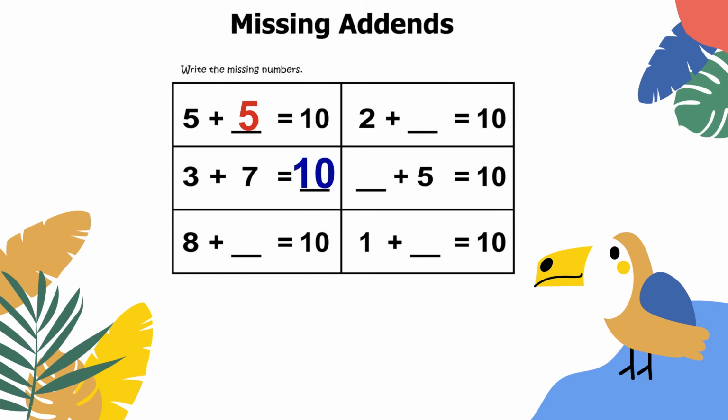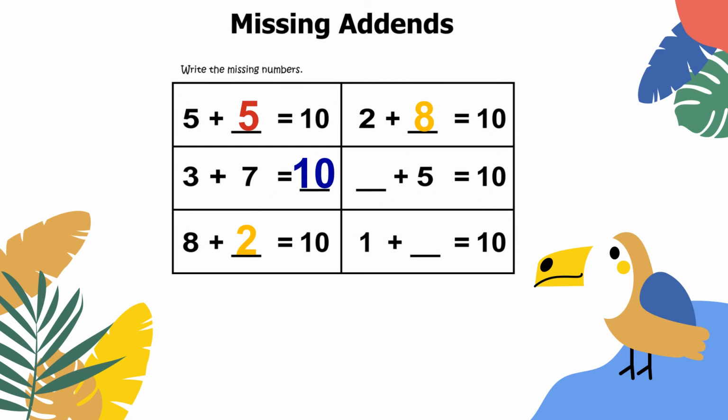Okay, 8 plus what equals 10? I will hide 8 fingers and count the other. So 1, 2. 8 plus 2 equals 10. 2 plus what equals 10? What should I do? I will hide 2 fingers and count the other. 1, 2, 3, 4, 5, 6, 7, 8. So 2 plus 8 equals 10.